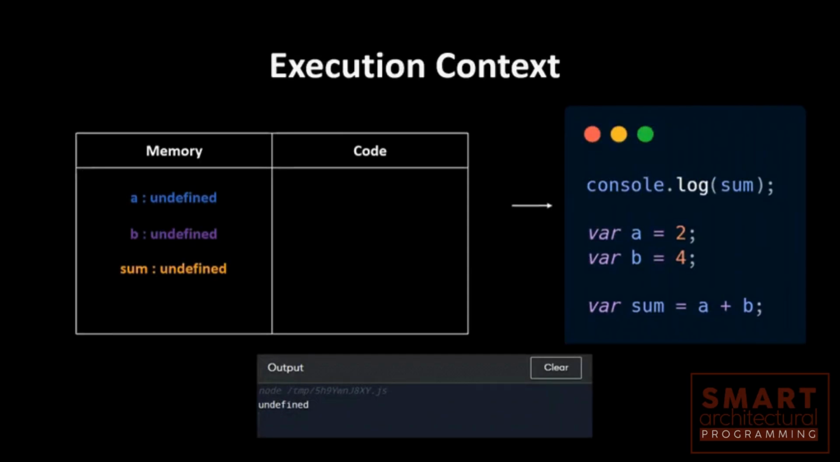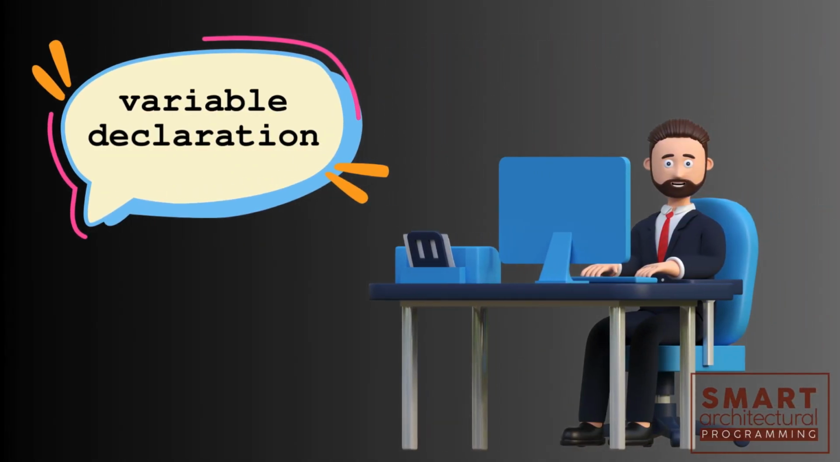To use a variable in Java, you first need to declare it. This involves specifying the data type of the variable and giving it a name. For example, let's say we want to declare a variable to store an integer value.